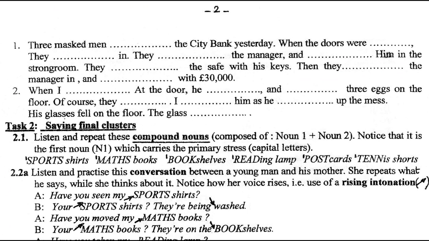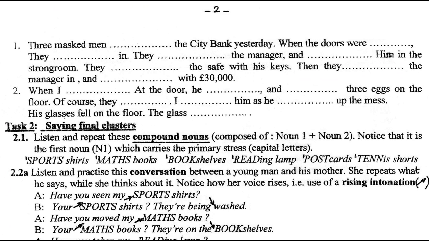Good. Now we try to do the task. So we try to fill in the gaps with verbs from line one. So I correct the task. Number one. Three masked men, yes, robbed. So three masked men robbed the city bank yesterday. When the doors were, yes, opened. They rushed in. Good. They rushed in. It means they hurried or moved rapidly inside. They grabbed the manager and, yes, dragged him in the strong room.